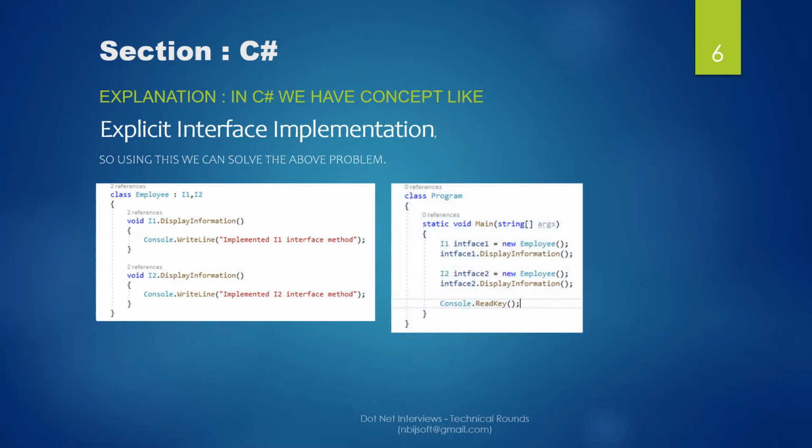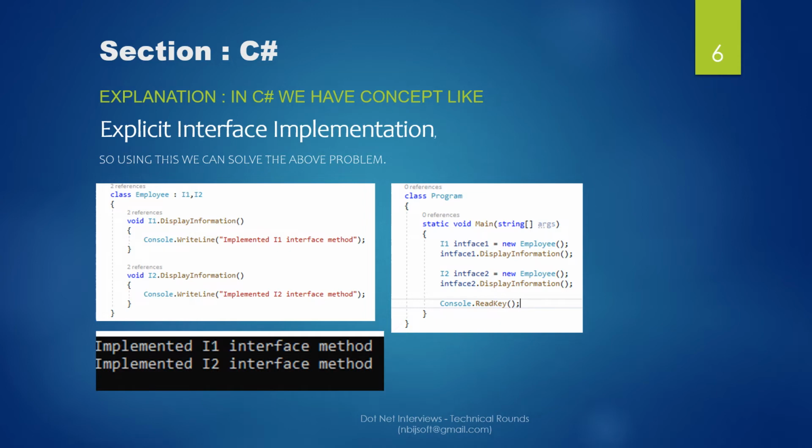Whenever we try to access that method from the main function, we first create a reference like I1 interface1 is equal to new employee, giving the reference of the new employee to interface 1, and again giving that reference to interface 2. We call them separately, like interface1 dot display information and interface2 dot display information, then there is no confusion. So what is your output? Implemented I1 interface method, that is from I1, and implemented I2 interface method, that is from I2.